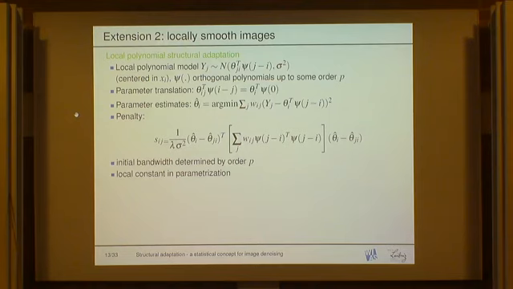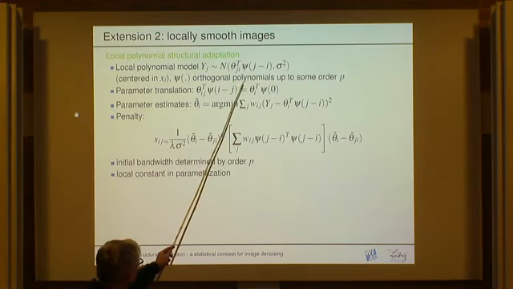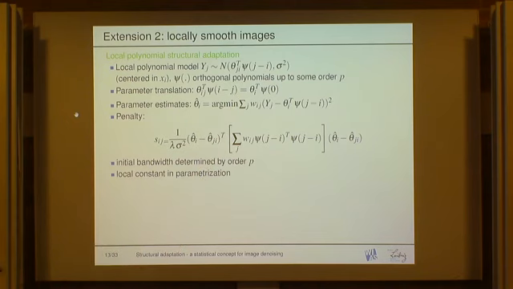And so for locally smooth images, there are 2 generalizations. One would be to assume a local polynomial model, so a local polynomial in some orthogonal basis psi.